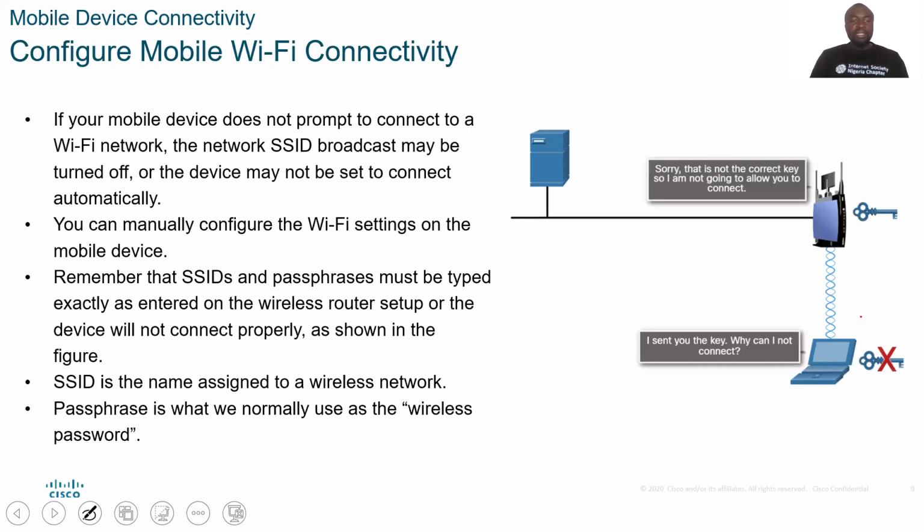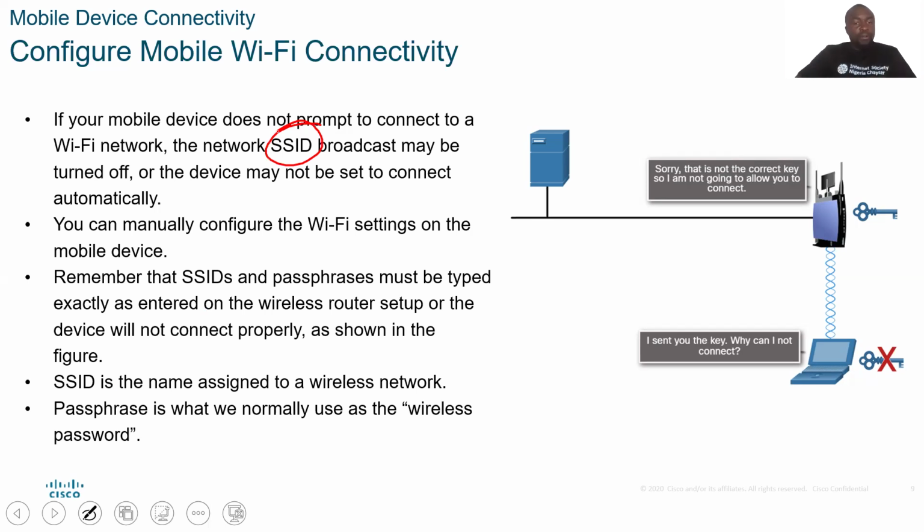So if your mobile device does not connect to a Wi-Fi network, the SSID broadcast may be turned off. When you say SSID, what it means is just a service set identifier. What is this service set identifier? It is the name of your hotspot when you have your hotspot on your phone, or the name of the wireless device you configured. So what name is it going to be displaying out there? That's what they call SSID. So if the SSID is turned off, then the device may not connect automatically. But if the SSID is turned on, it will be connected automatically.